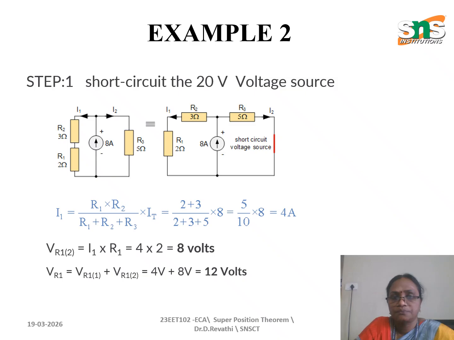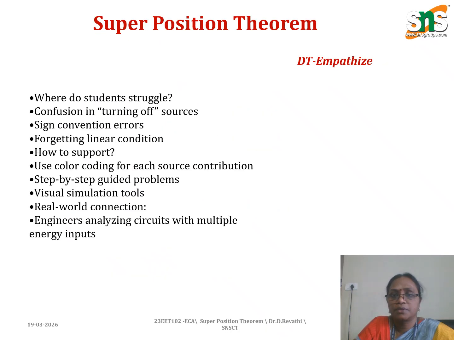Now for the 8 amp current source, we consider the 20 volt source short circuit. To find the voltage, we first have to find the current, using the current divider law. Based on this we find 4 amps, and multiplying by the 2 ohm load resistor, we get 8 volts. So VR1 is 4 volts and VR2 is 8 volts. Finally, we get 12 volts across the resistor R1. This is how we find it using the theorem.